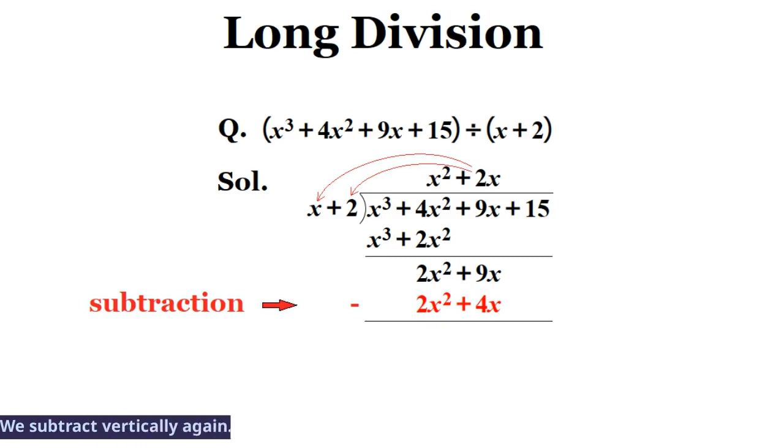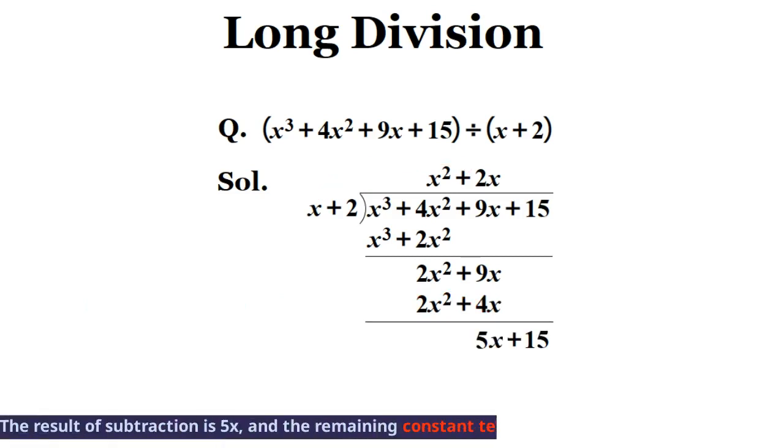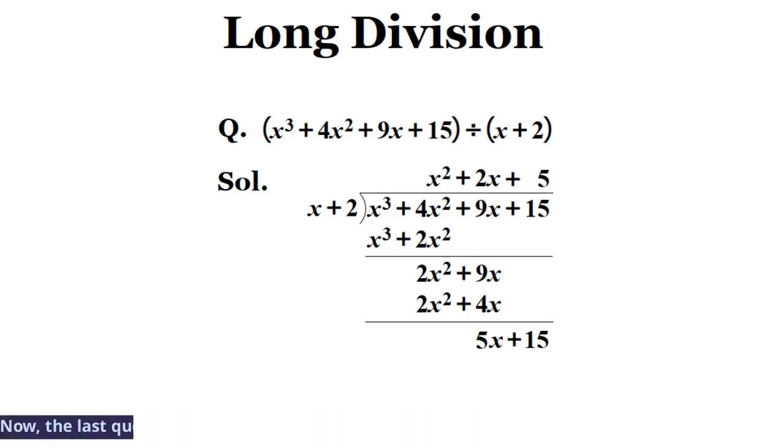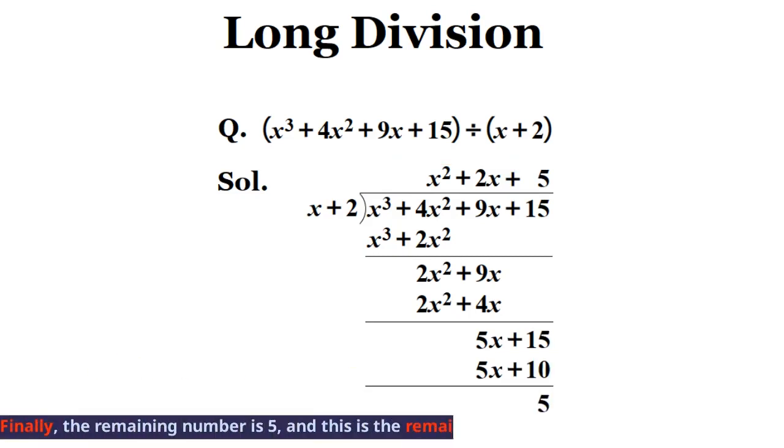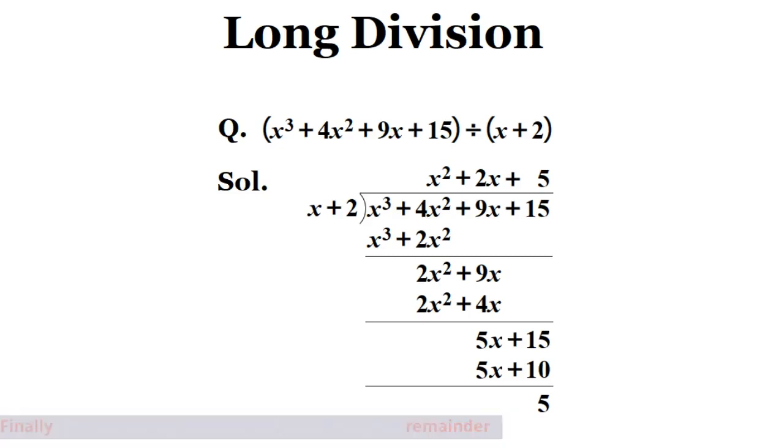We subtract vertically again. The result of subtraction is 5x, and the remaining constant term 15 is written down as is. Now, the last quotient is 5. When we multiply this by x plus 2, we get 5x plus 10. We subtract vertically. Finally, the remaining number is 5, and this is the remainder.